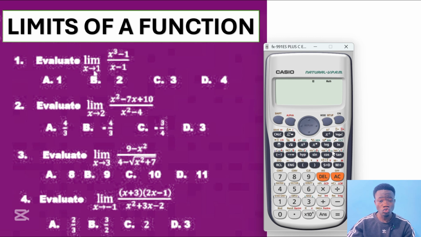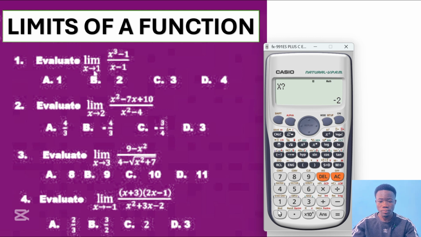Now all you have to do is to key this function into the calculator. First of all, you press the fraction symbol, and now you type x by pressing alpha x, cubed, minus 1. Then the denominator is x minus 1. Okay, after you have done this, you press the calc. Then it asks you for the value of x. Now we are saying that the value of x approaches 1 but can never be 1.